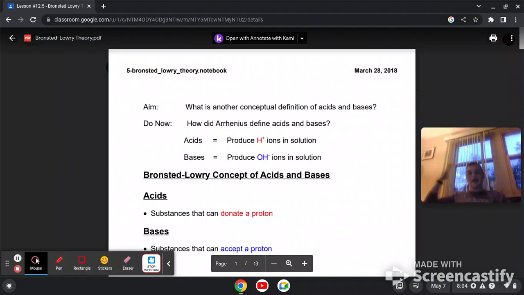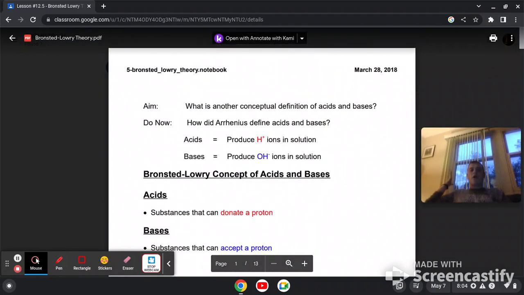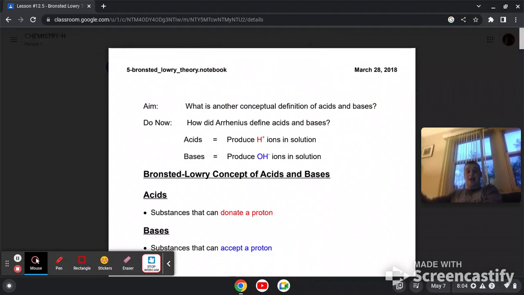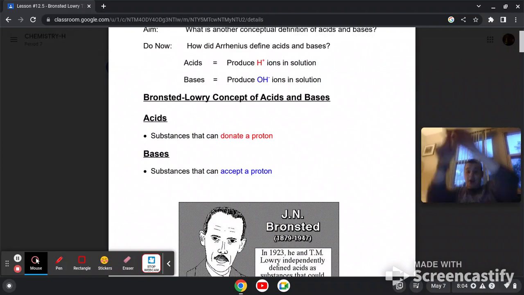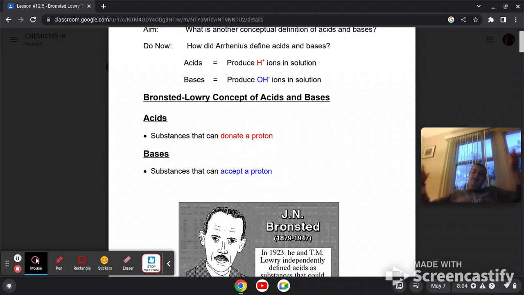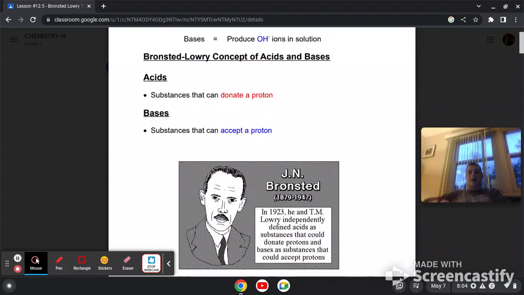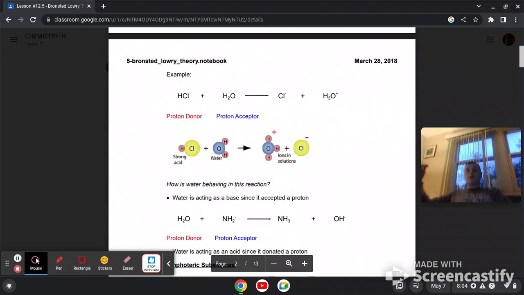So the Arrhenius theory is that you need H+ ions to have an acid and OH- to have a base. Bronsted-Lowry broadens it up, though. A substance that can donate a proton is an acid, and a substance that can accept a proton is a base. They worked on this separately but concurrently.